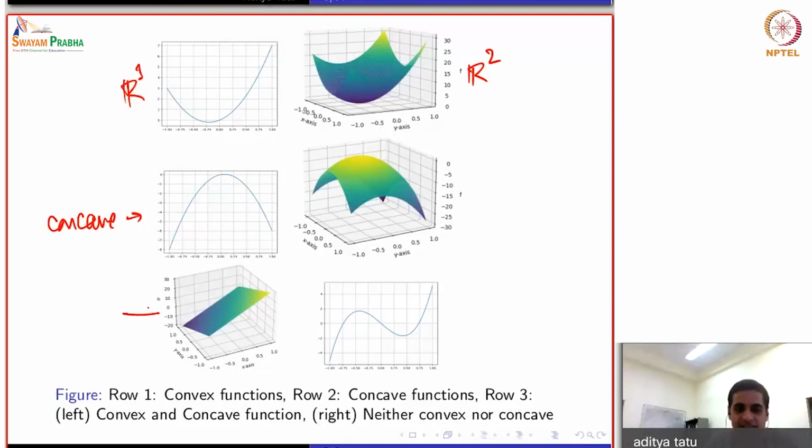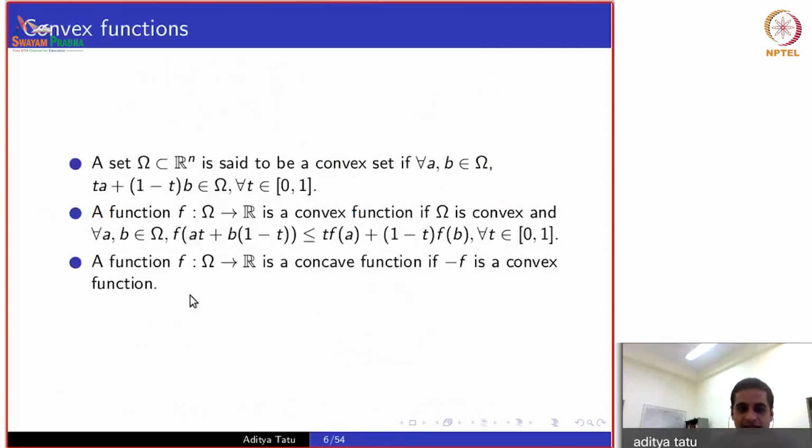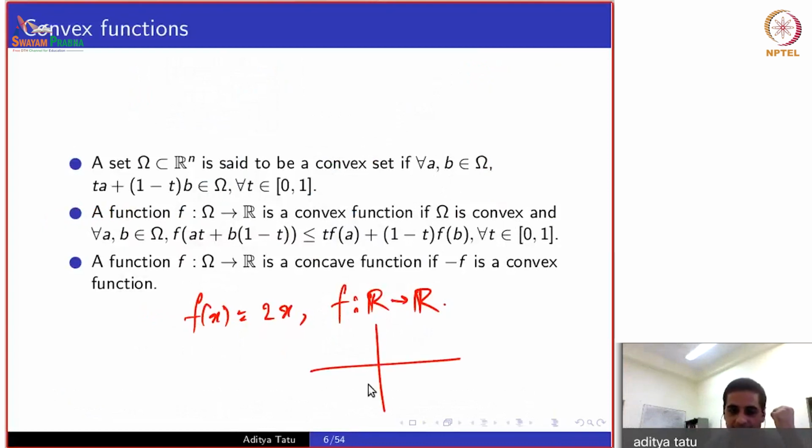Okay, what about this function? A linear function. So let's say f of x equals 2x and f is defined from R to R. Is this convex? Is this concave, or neither of them? Just draw the function. It would be neither, sir, because every point in the function would be equal to the point in the line segment. Right. So what is the definition? Oh, okay. Sir, it would be both because it holds equality.